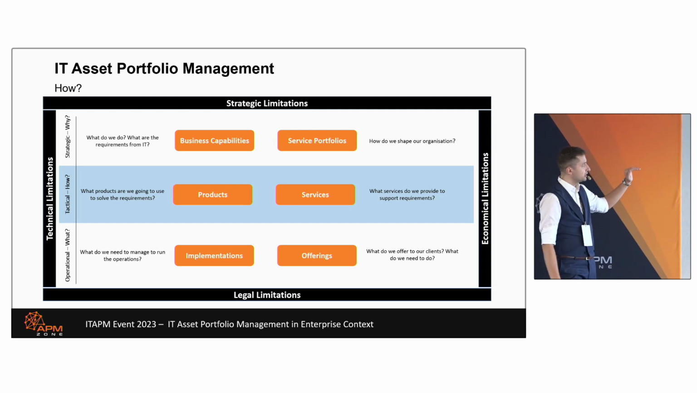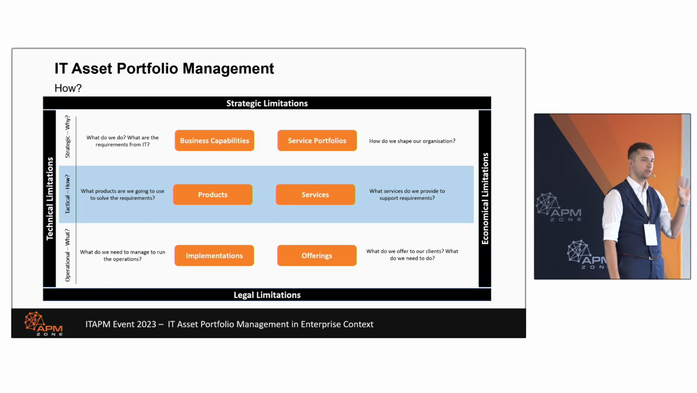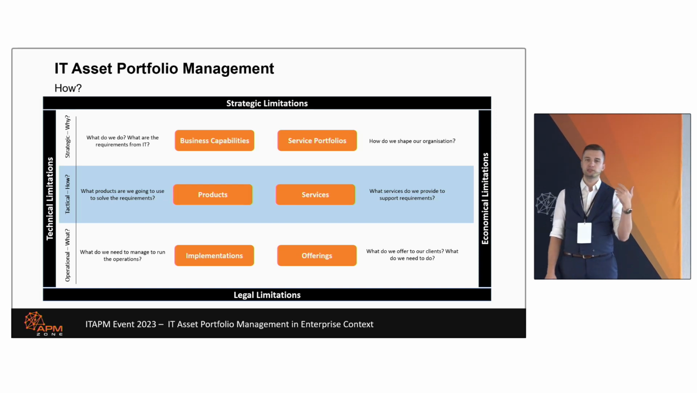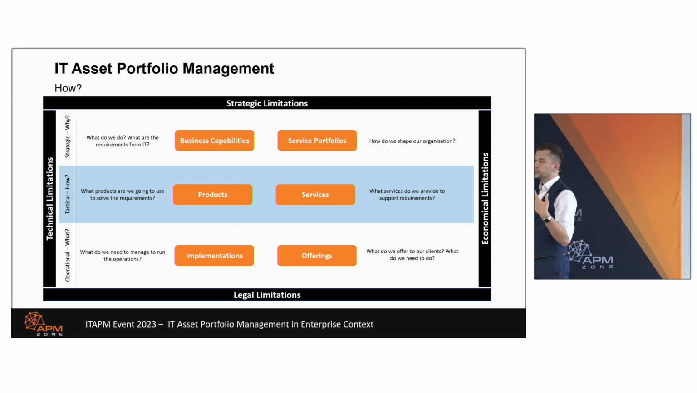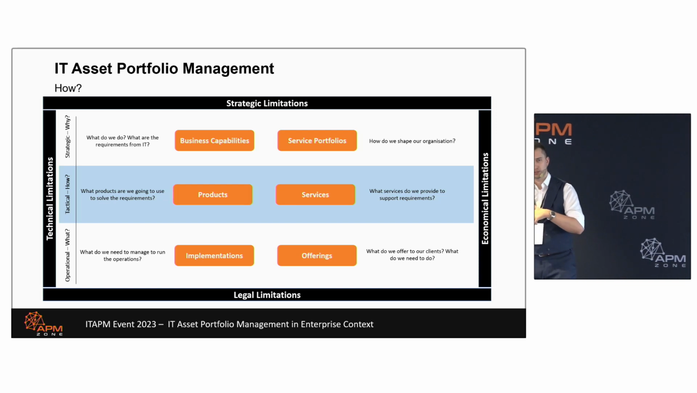And then going from the top, a few elements are mentioned here. So we have the business capabilities and service portfolios. That's the part which is the closest one to the strategy part, because the capabilities describe what we do and what the requirements are towards the IT organization, both the functional ones and non-functional ones.